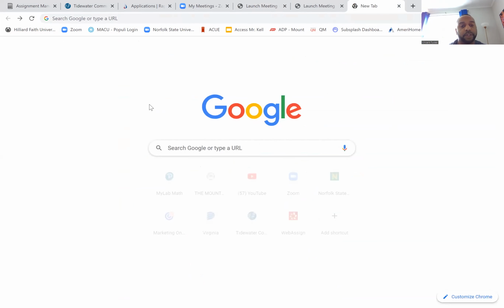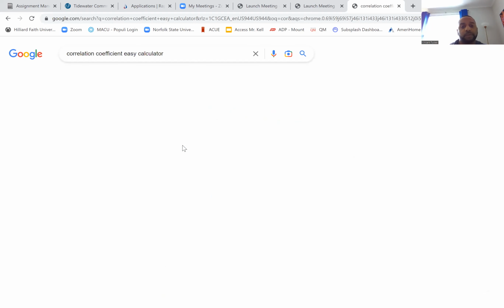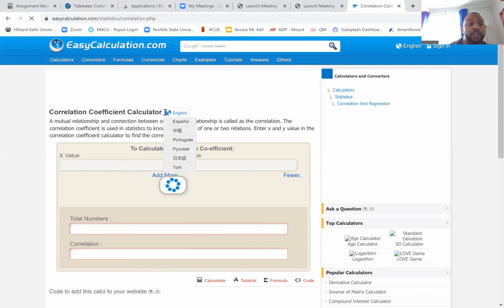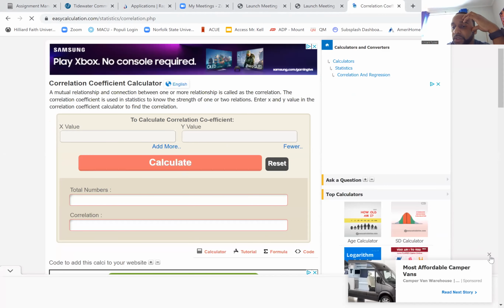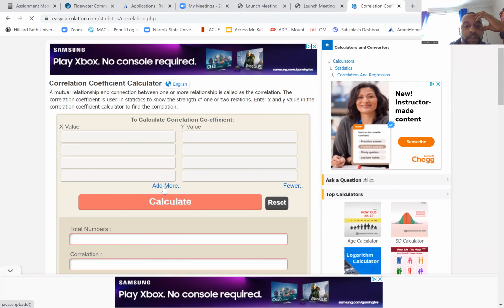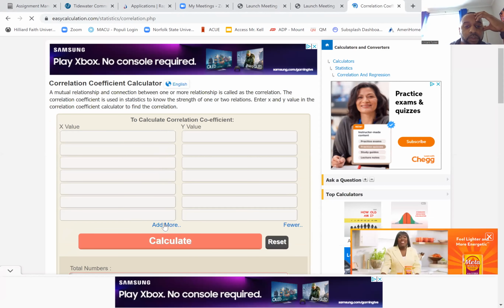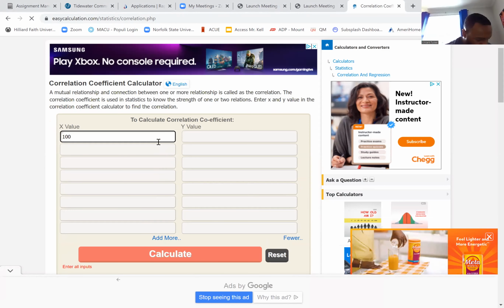If you go to Google and just type in correlation coefficient easy calculator, the first one that should pop up is easycalculation.com correlation coefficient. And like I said before, you don't necessarily have to use easycalculation.com. I just know that it works for the most part. So you can add rows and take them away. 1, 2, 3, 4, 5, 6, 7, 8. Then you put in your values accordingly.